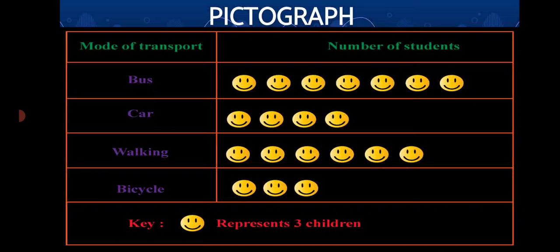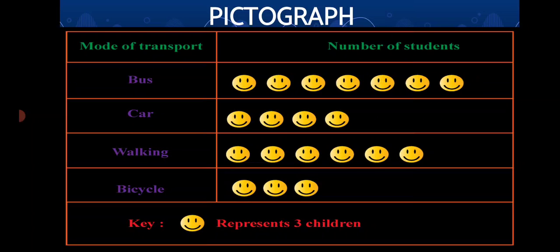As you can see, the graph shows mode of transport and number of students. The modes of transport given are bus, car, walking, bicycle. And below, you can see the key is given. Each smiley represents 3 children. For bus, they have given 1, 2, 3, 4, 5, 6, 7 smileys. So 7 into 3 is 21. So 21 students use the bus.